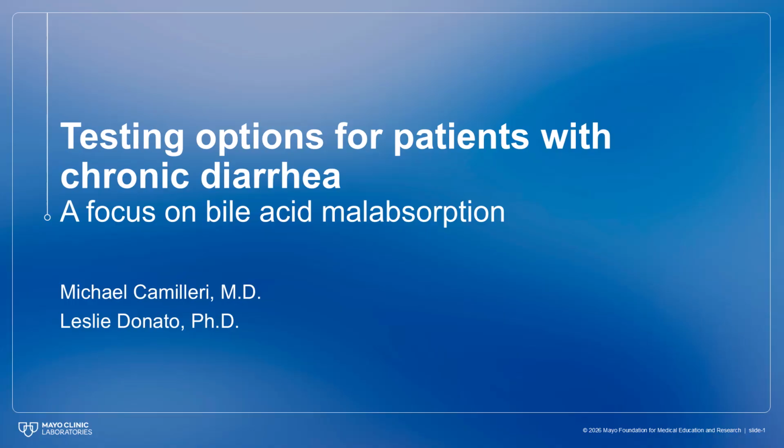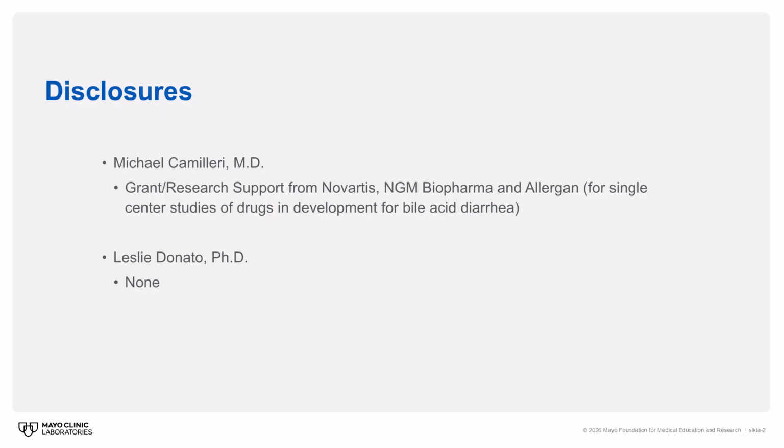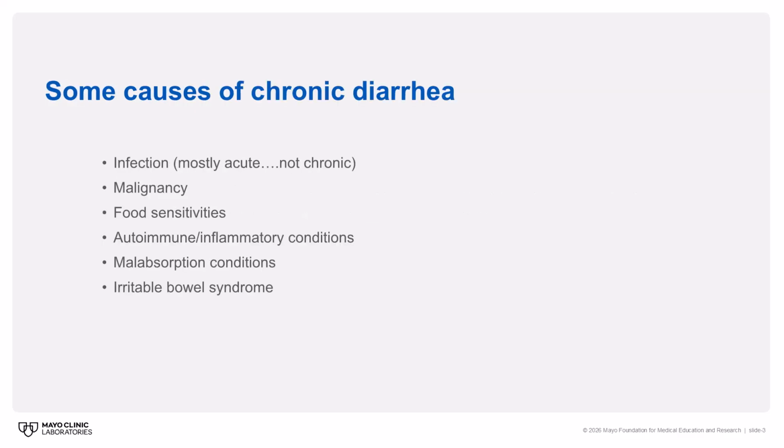Thank you. Today we'll be talking about testing options for patients with chronic diarrhea with the focus on bile acid malabsorption. I have no disclosures. There are many causes for chronic diarrhea, many of which are shown here. They range from infection to malignancy, food sensitivities, autoimmune or inflammatory conditions, malabsorption conditions, and irritable bowel syndrome.